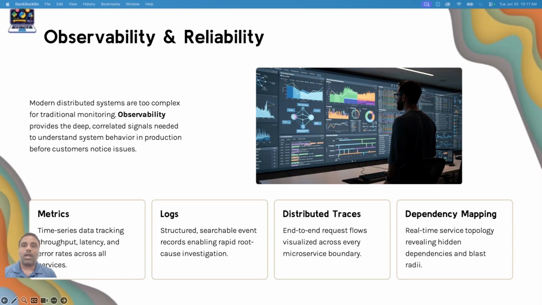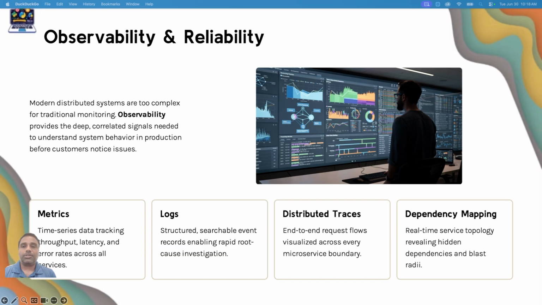Now let's look at observability and reliability. Modern distributed systems are too complex for traditional monitoring. You can't just check if a server is up anymore. Observability provides the deep correlated signals needed to understand system behavior before customers notice issues.